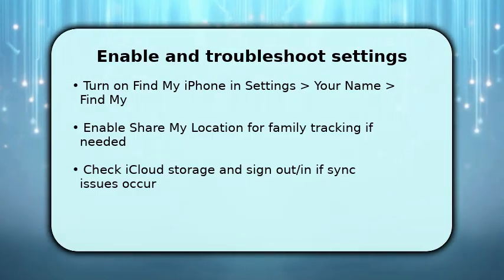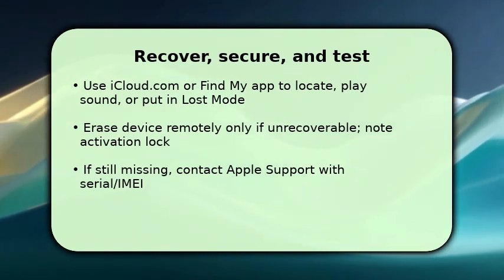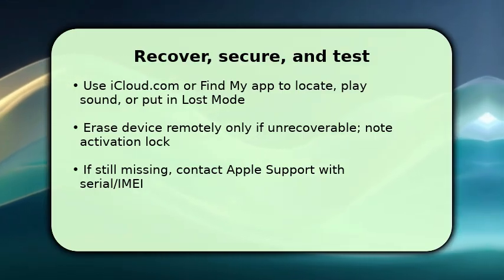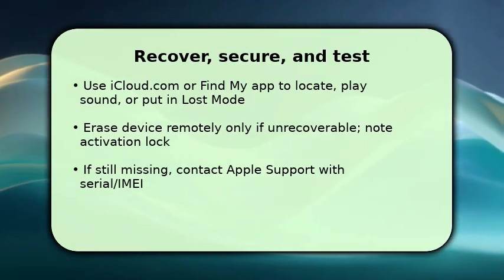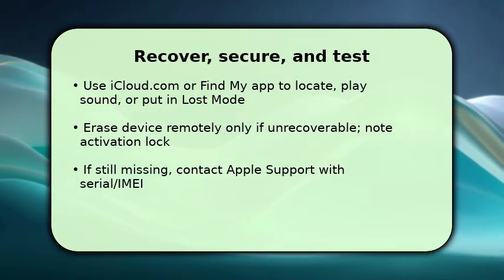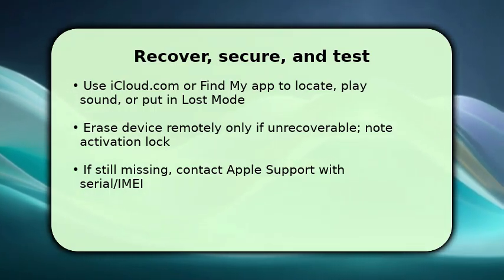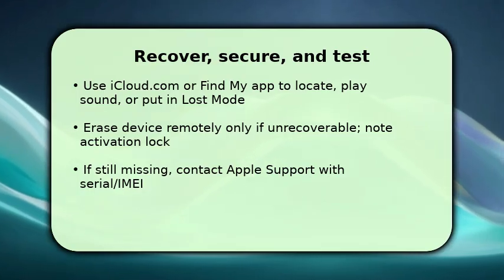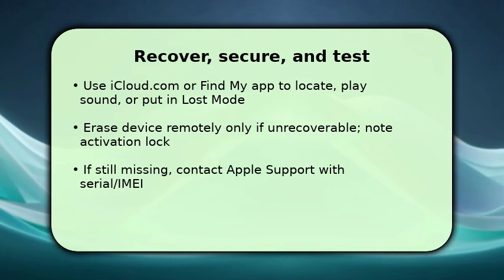Finally, use the Find My app or iCloud to locate the iPhone, play a sound, or enable Lost Mode to display contact info. This helps recovery while keeping data secure. Only choose Erase iPhone if you cannot retrieve it, because Activation Lock still ties the device to your Apple ID. After taking these actions, test by locating the device again and confirming status updates. If nothing works, contact Apple support with your device serial or IMEI for account-level investigation. This is the single most effective escalation tip.